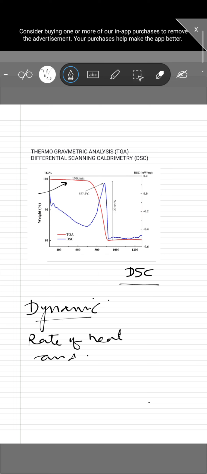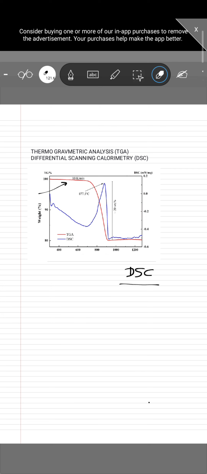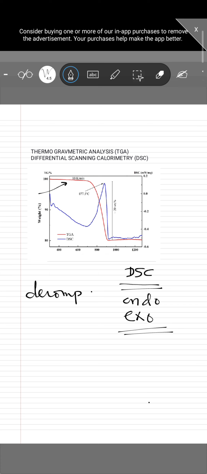Now TGA is used especially for those materials where, if you have a decomposition taking place, you would like to know at what temperature this decomposition takes place, whereas in DSC, differential scanning calorimetry, the test is done to find out the endothermic and exothermic properties, or heat flow, associated with the phase transitions taking place in the material. So there is a slight difference between the two.